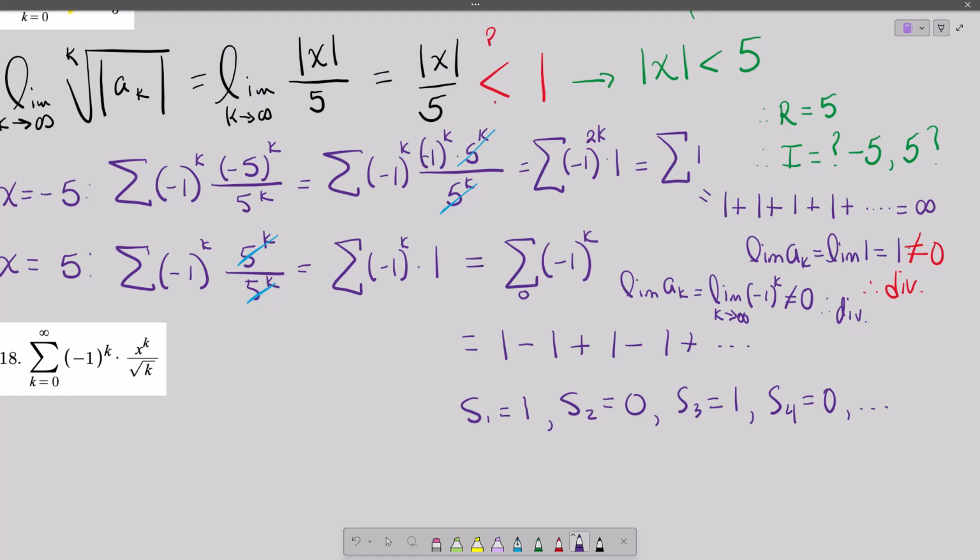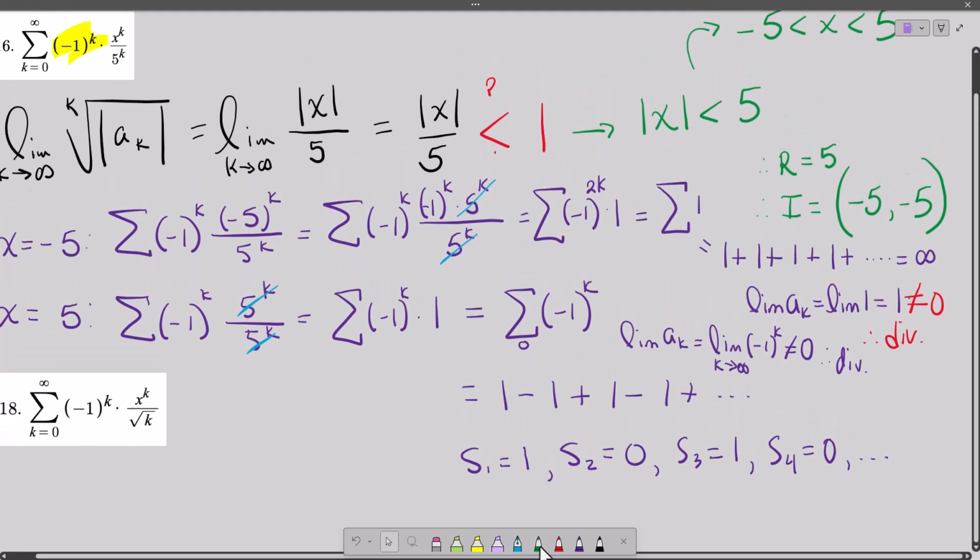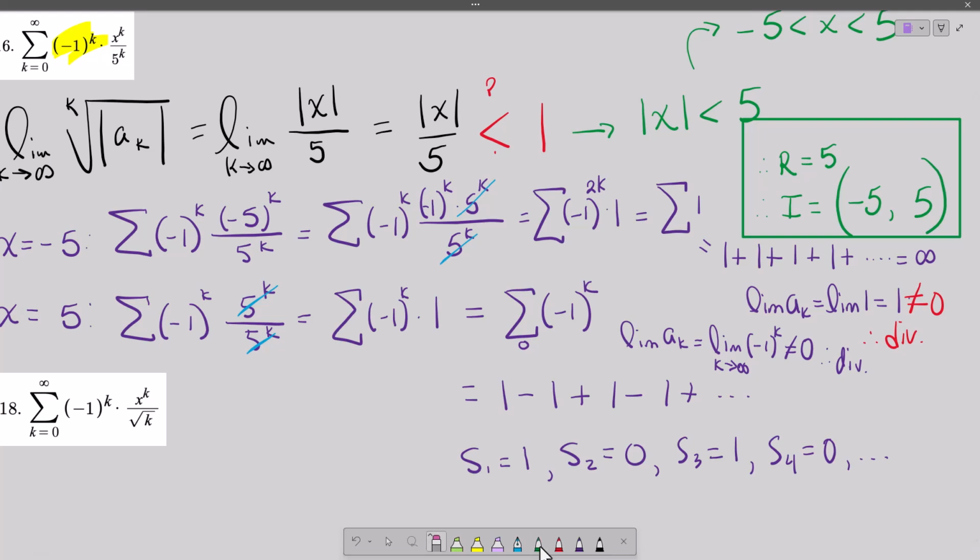So the ratio test says less than 1 converge, greater than 1 diverge, but if you get equal to 1, it's inconclusive. And so for these two particular cases, 5 and negative 5, it's inconclusive. So that's why we're looking at them individually. And so what we've learned here is that both of these endpoints have divergence. So our interval of convergence is going to be excluding both endpoints. Should that be positive 5? Yes, that's positive 5. Thank you.